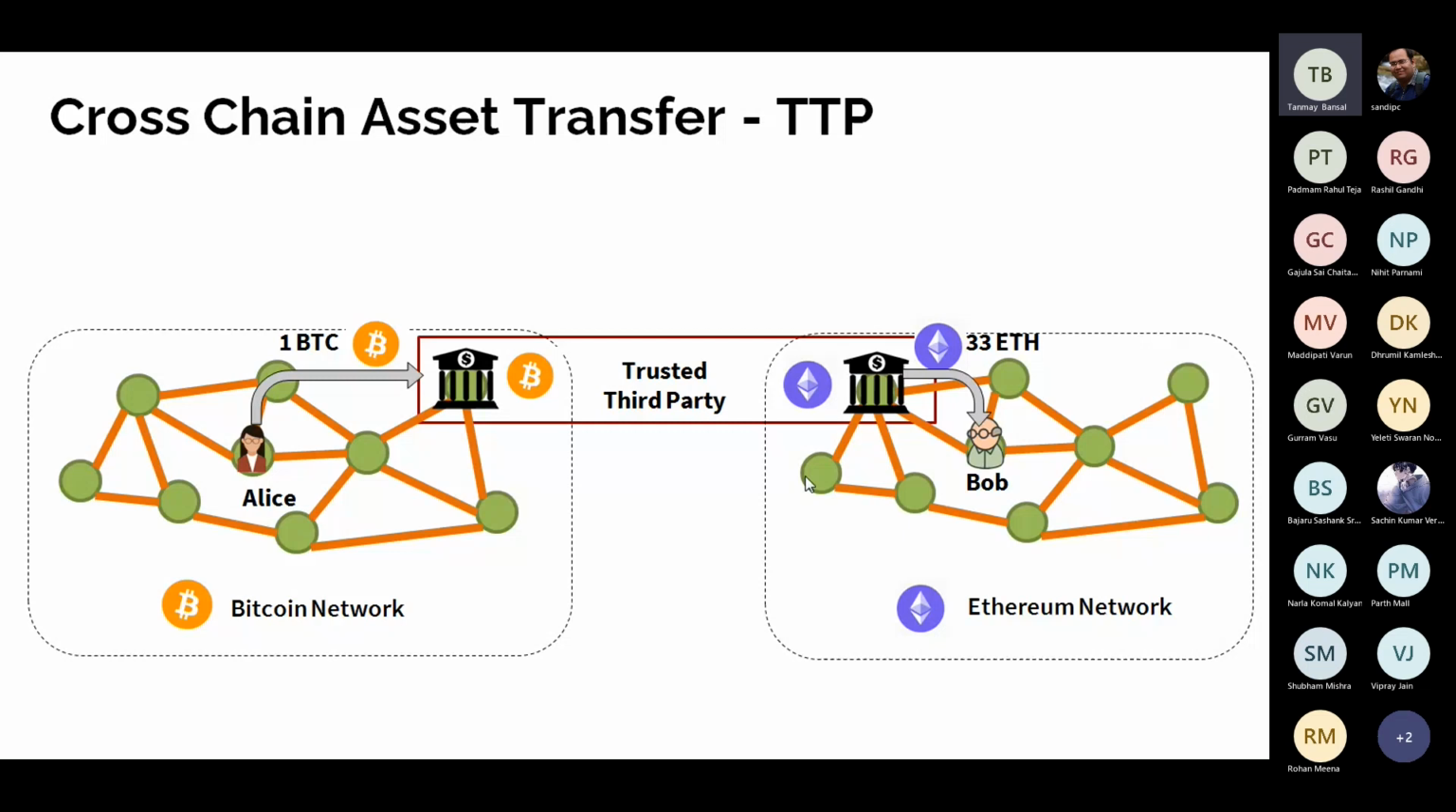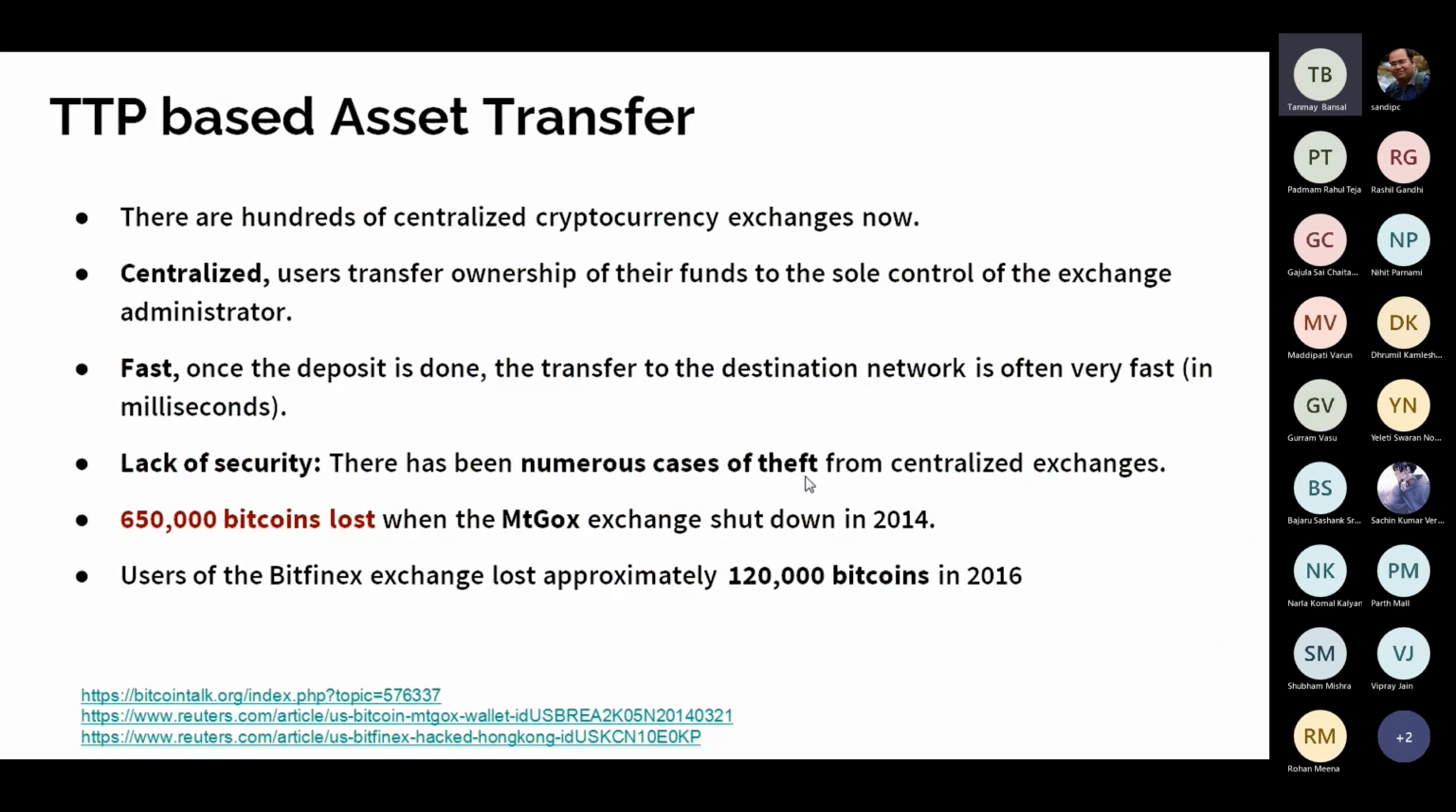just yet another node in the network, and they are as much trusted or untrusted as any other node in the network. It is just that maybe they have the reputation and you would be willing to transfer through them. But then there are the so-called centralized crypto exchanges, and once you have initiated the fund transfer, its fate is at the sole control of the exchange administrator. So typically it is fast.